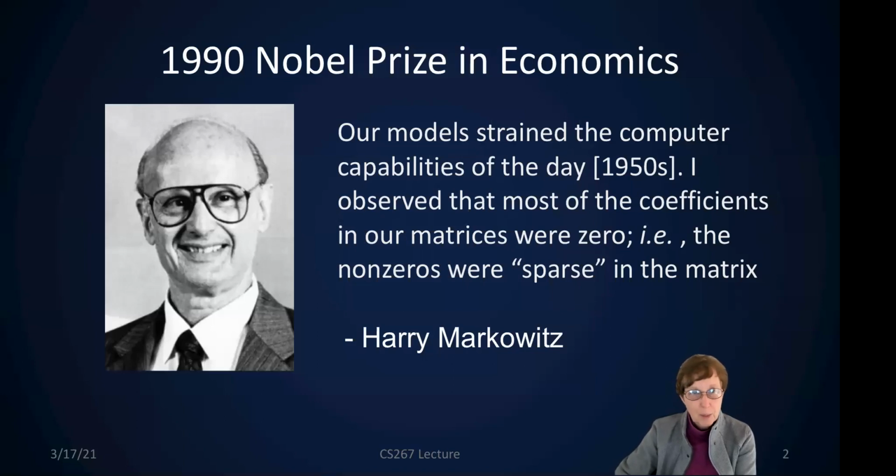We like to remind people of all the different Nobel Prizes that are associated with scientific computing work that has come up in this class. And this one is actually a Nobel Prize in economics, Harry Markowitz, who said, our models strained the computer capabilities of the day. This was in the 1950s. And he observed that most of the coefficients in the matrices were zero and the non-zeros were sparse. And so I think that people credit him with the phrase sparse matrix and the ideas of only storing the non-zeros in the matrix, which came up first.